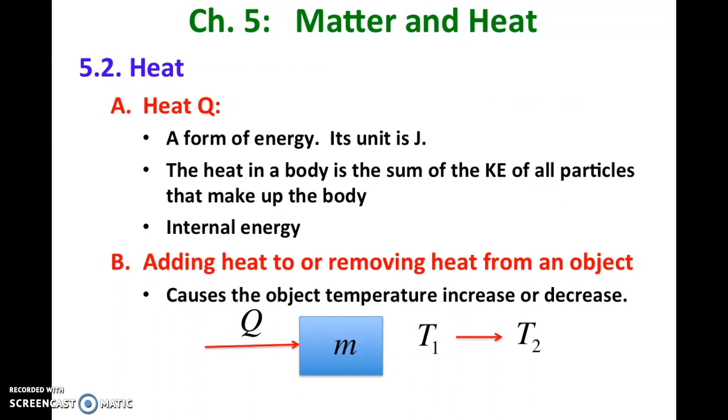As we already knew, heat is a form of energy. Now we can further say that the heat in the body is the internal energy, given by the sum of the kinetic energy of all molecules that make up the body. Adding heat to or removing heat from an object causes the object to increase or decrease its temperature.